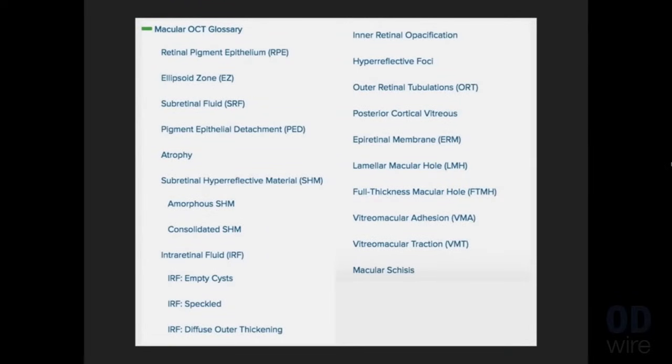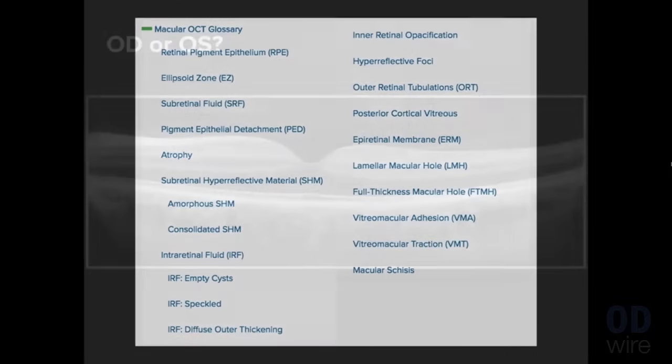Now there's a lot of terms, a lot of descriptive words that are out there that we use to describe OCTs. And they're all very important because if you think about it, every OCT has a story to tell. And knowing these terms will help you tell that story. What do I mean? Let's take a look.